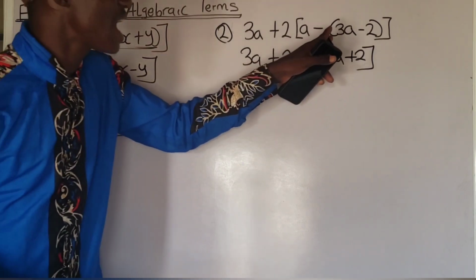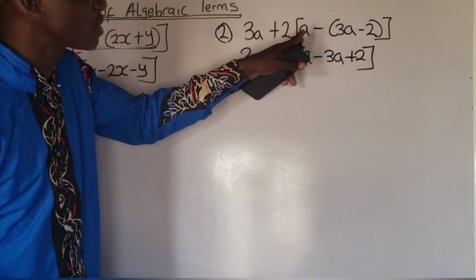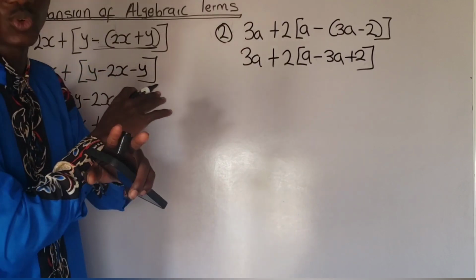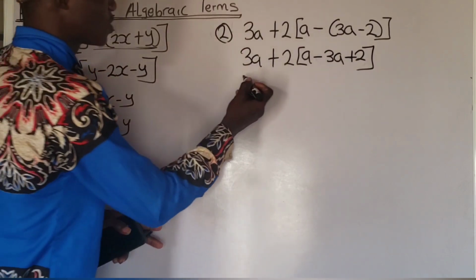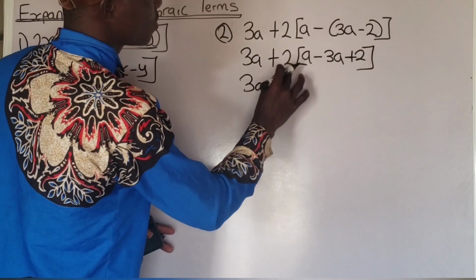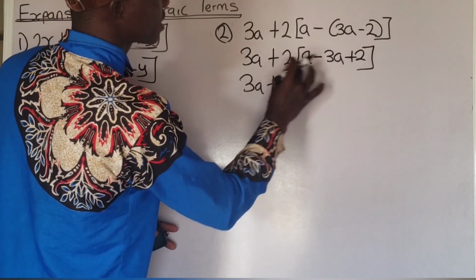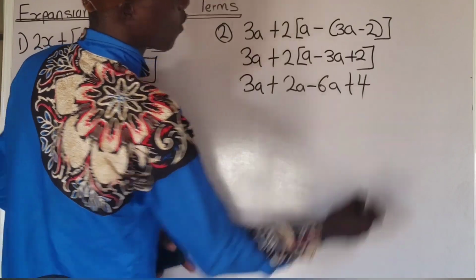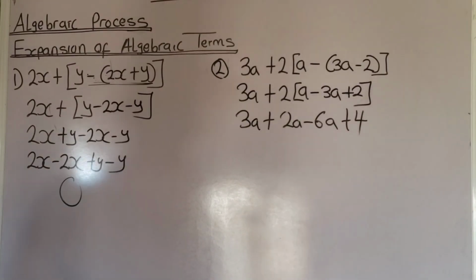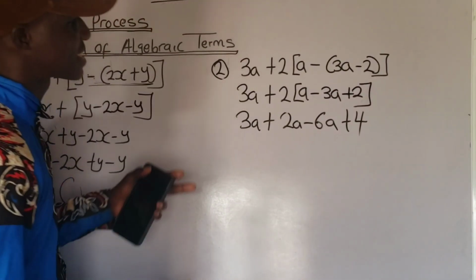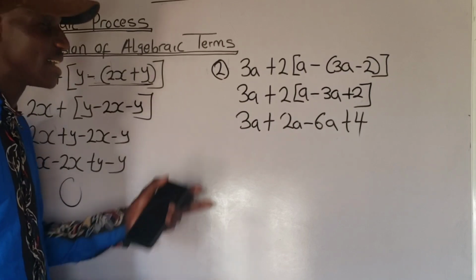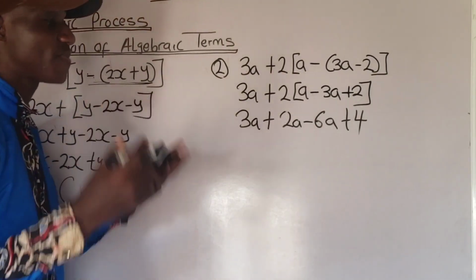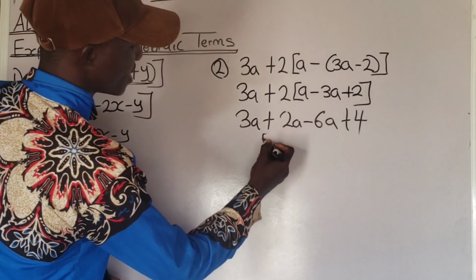We have how many barriers here? We have the first barrier and the second barrier. So the aim of this expansion is to remove barriers. So I'm going to have 3a plus 2 multiplied by a, 2a. 2 times -a, -6a. 2 times +2, that is +4. Now, is there any like term in this expression? There is. I have 3a plus 2a, that is 5a.